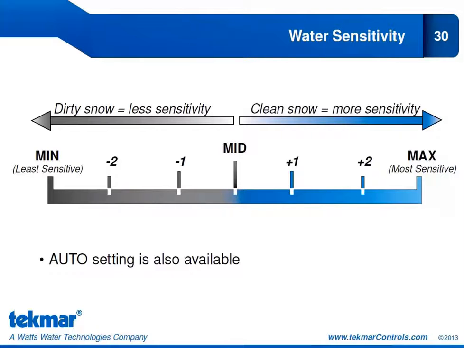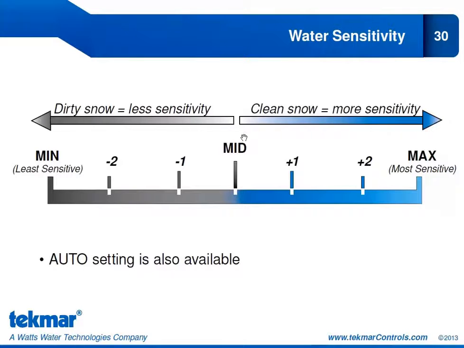So the control is constantly measuring the resistance across the rings on the surface of the sensor. And the melting snow causes a drop in this resistance. If the snow is very clean, there is very little drop in resistance. So in this situation, you want the highest sensitivity. If the snow is very dirty, there is a very large drop in resistance. And in this situation, you want it to be set for a low sensitivity.